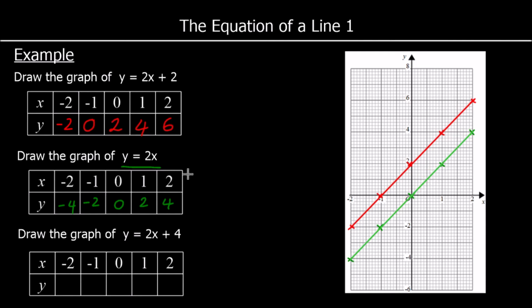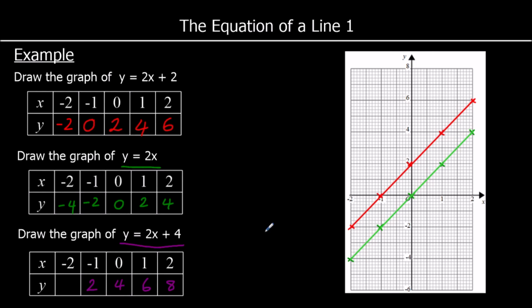So there is our line. And the third one, y equals 2 times x plus 4. So 2 2s are 4, plus 4 is 8. 2 1s are 2, plus 4 is 6. 2 nothings is nothing, plus 4 is 4. 2 negative 1s make negative 2. Negative 2 plus 4 is 2.